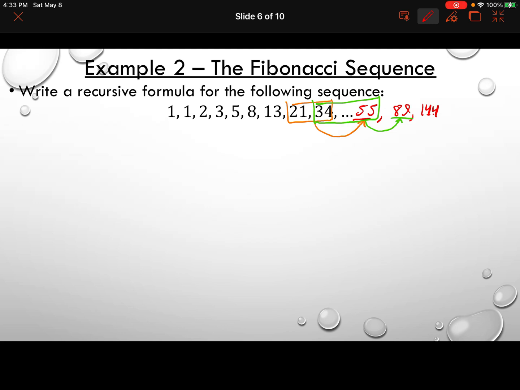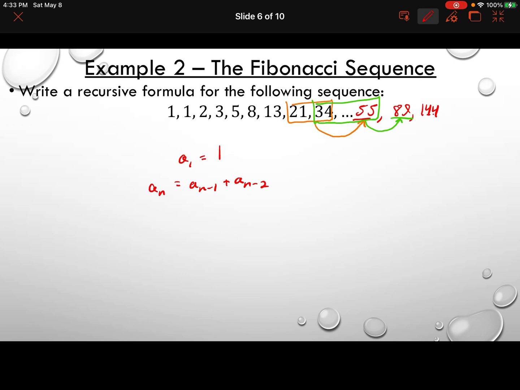Well, once again, since we're writing a recursive formula for this, remember there's 2 parts. You always have to say what the first term is. So in this case, we say the first term is 1. And then we have to define a more concrete formula where we take the previous term. Well, we just said that to find the next term, you take the 2 previous terms. So not only do I take the term before, but I also take the term before that. Okay?